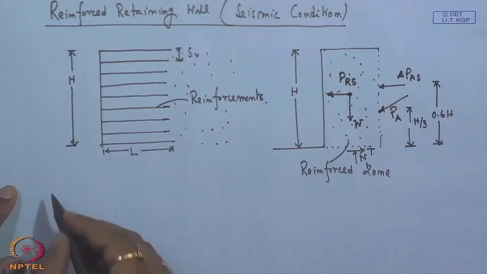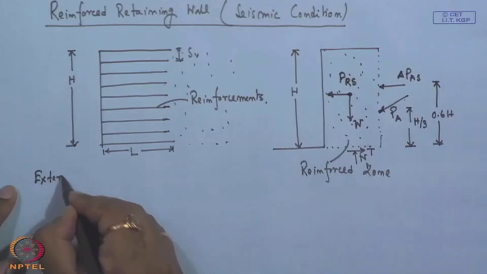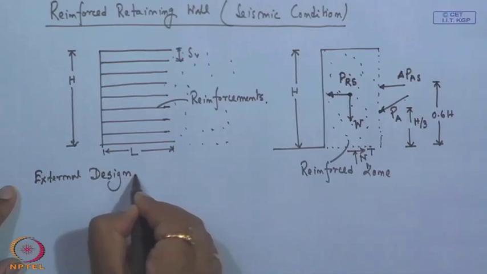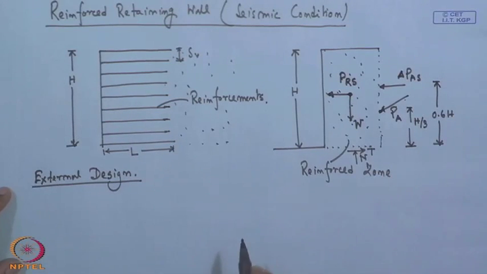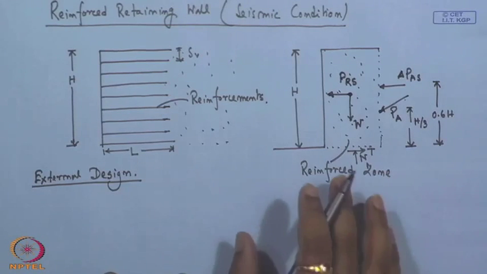Now, we will do the external design and the internal design. So, two design steps: one is external and the other is internal design. It is assumed that the wall has already been designed for the static condition, so you know that this retaining wall is safe under external and internal design criteria under static condition. Now, let us see what additional steps you have to consider for the seismic condition.